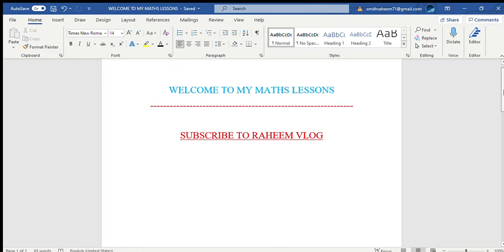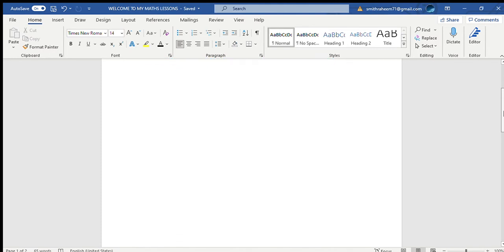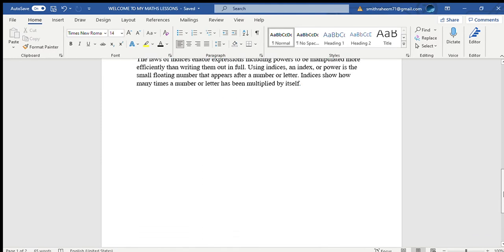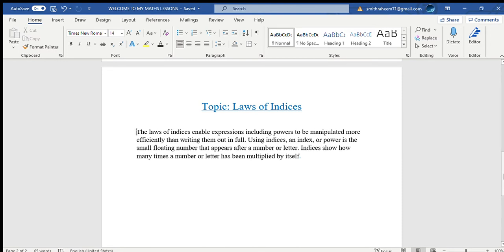Alright, so we are going to do the topic of laws of indices. The laws of indices enable expressions, including powers, to be manipulated more efficiently than writing them out in full. Using indices, an index or power is a small floating number that appears after a number or letter. Indices show how many times a number or letter has been multiplied by itself. And I'm going to give you some examples.